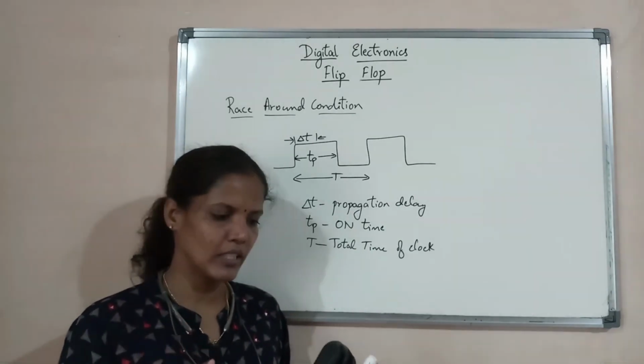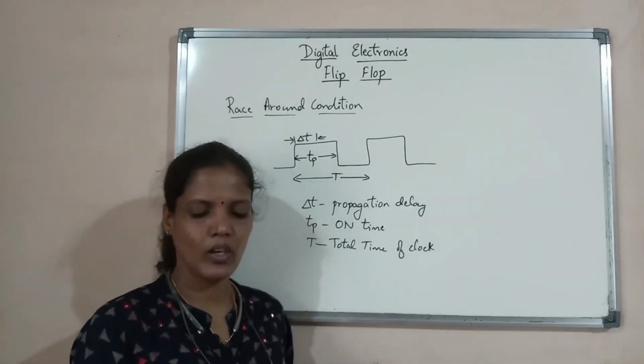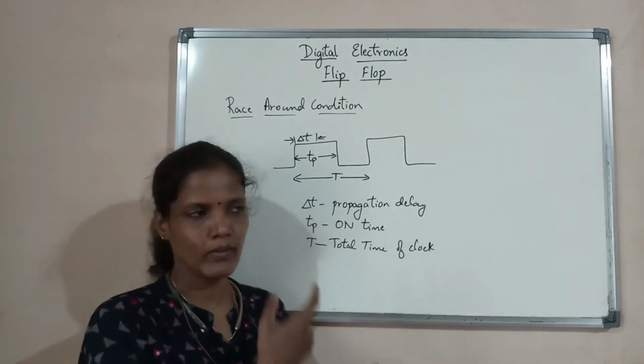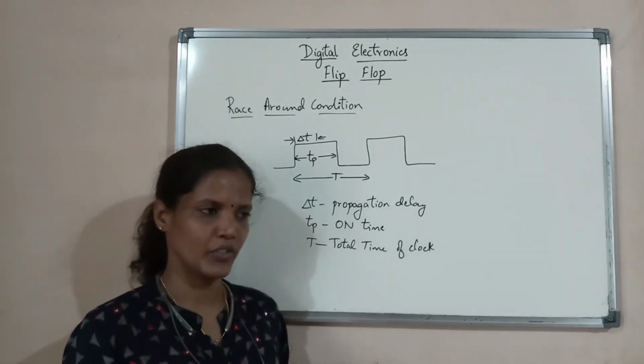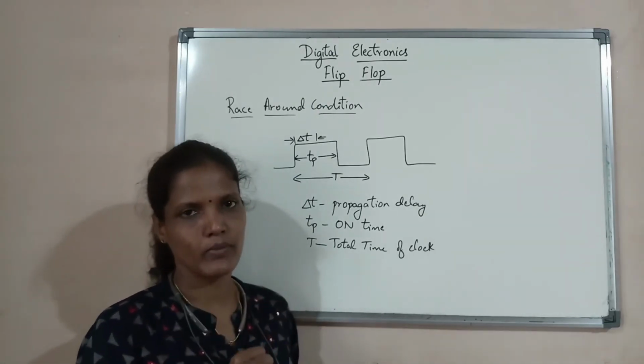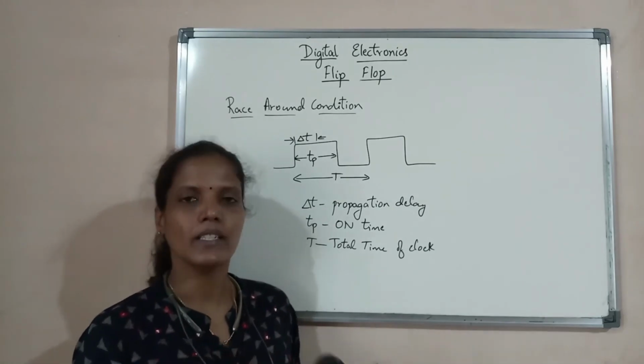So in today's video, what did we see? We saw the clocked flip-flop, the D flip-flop, that is the data flip-flop, the JK flip-flop and the race around condition. In the next video, I'll be dealing with the master slave JK flip-flop, registers as well as the counters.